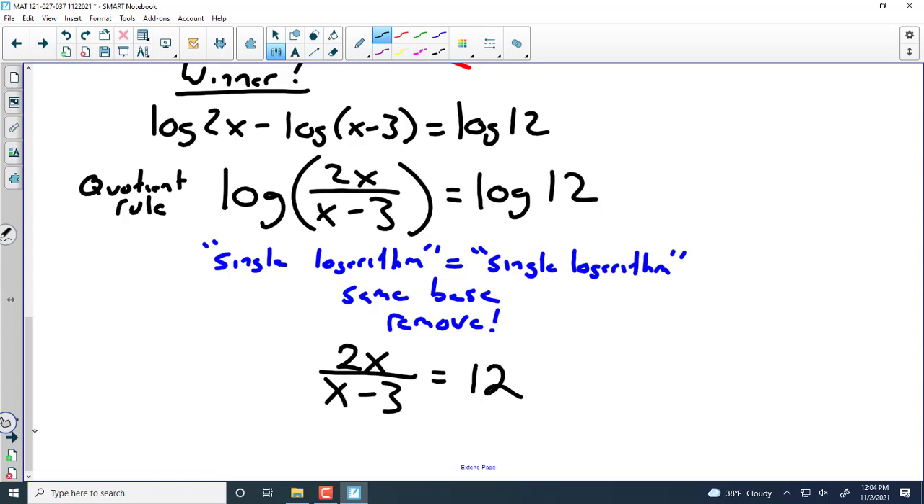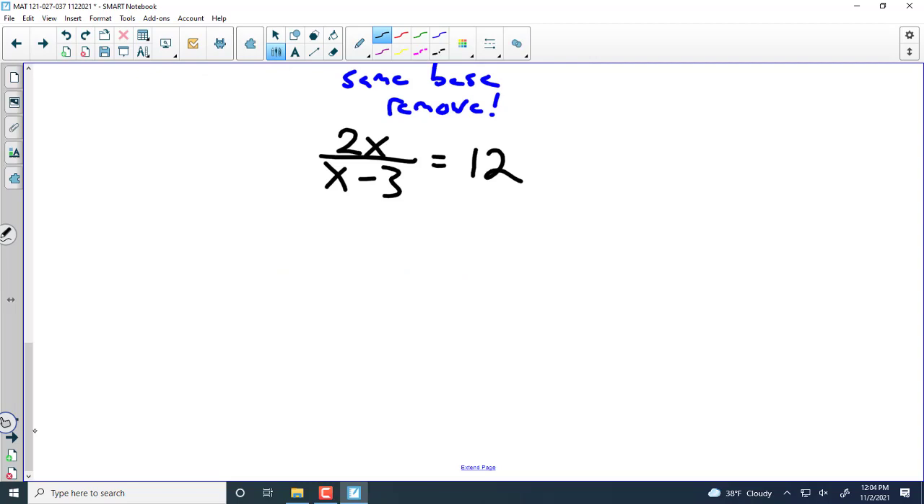How do I solve this mess for x? What do I do? Multiply both sides by x minus 3. Very clever.